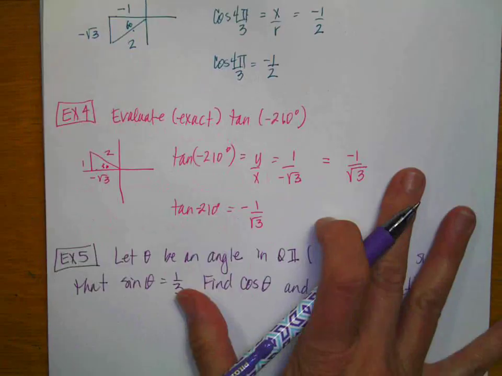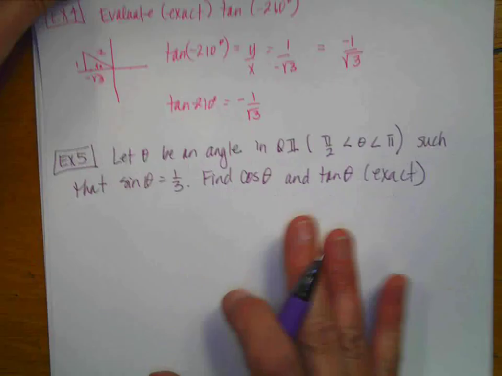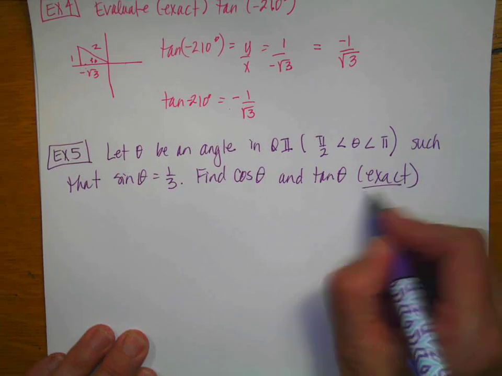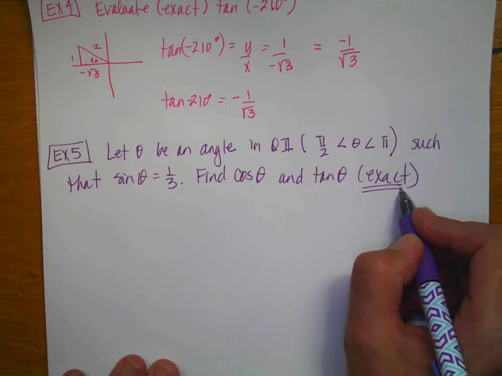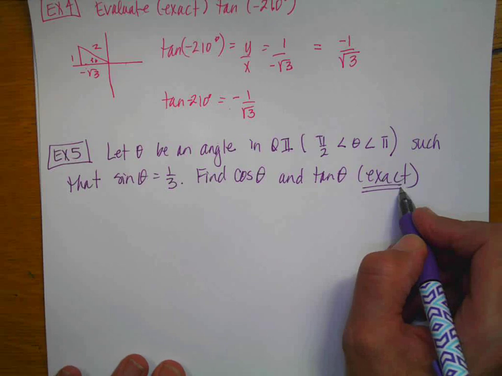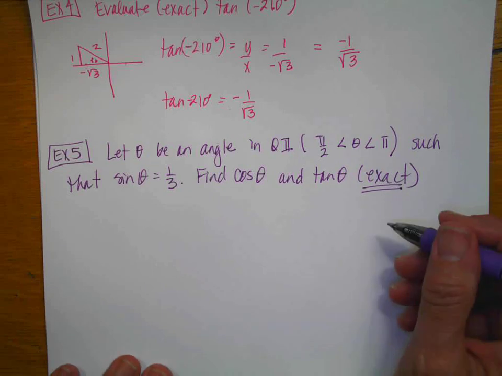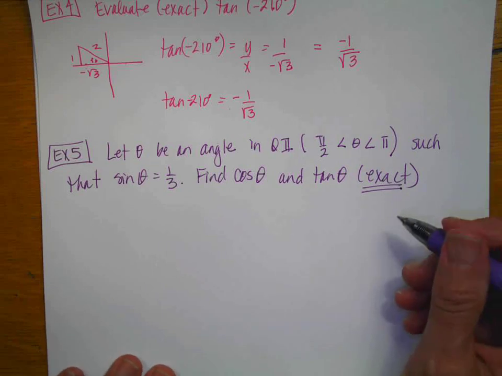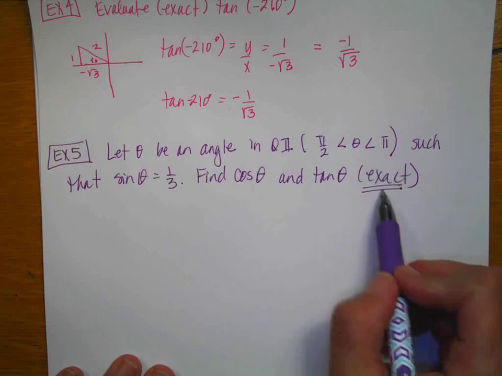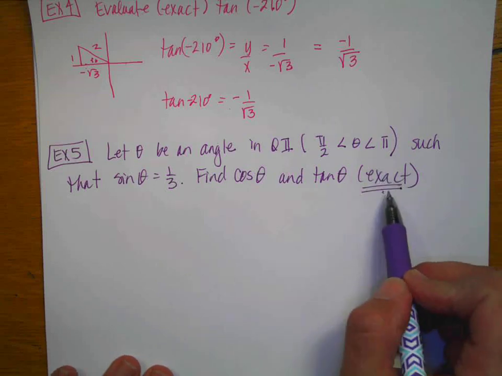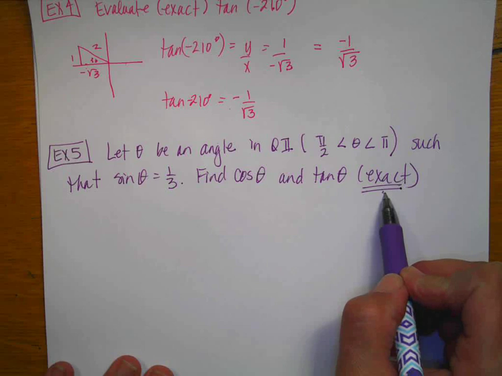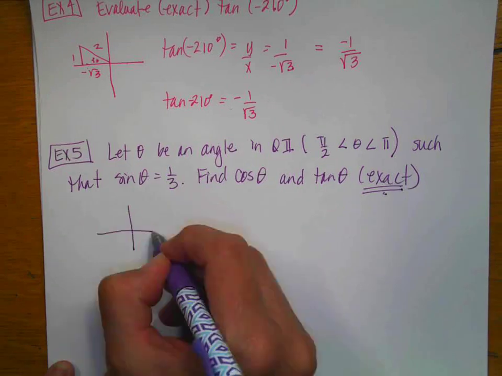And again, we're going to do exact because you need to get used to looking for problems with this word exact. Exact means no calculator. You can use your calculator to find a missing side, like using the Pythagorean theorem, but when you report your angles, it should be reported as an exact measure.